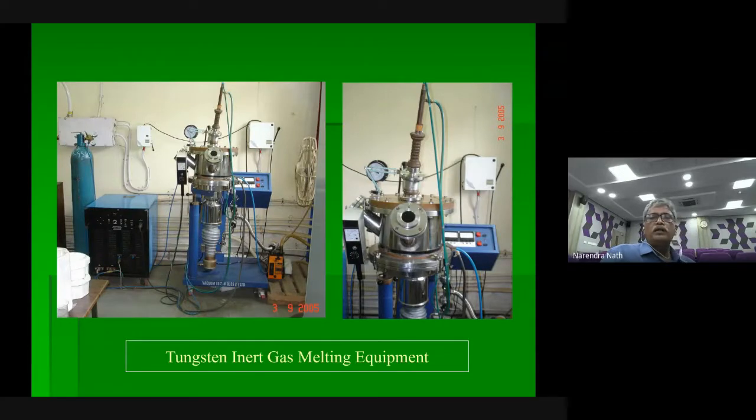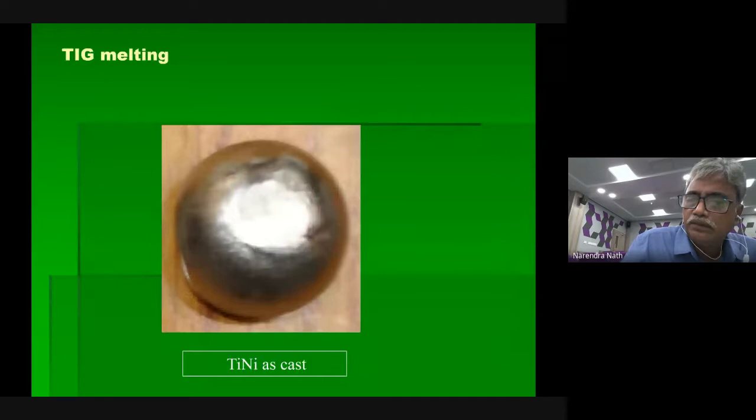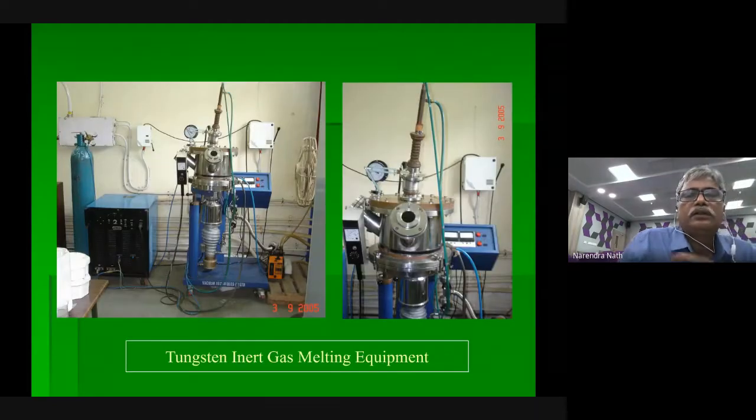And this is the facility we used. This is the tungsten inert gas melting equipment. It is available in our lab. Just a minute, okay, I'll go back. This one we can remove. If you open it, I didn't put that figure, I am sorry. This is a glass window, you can open and see.